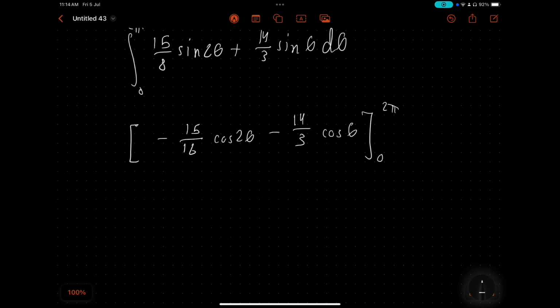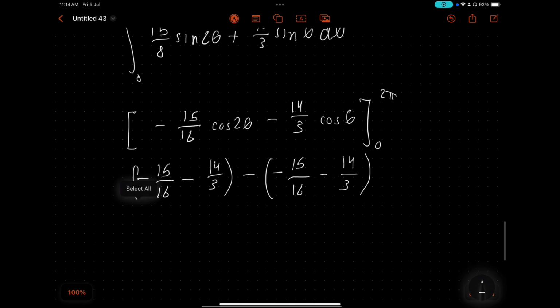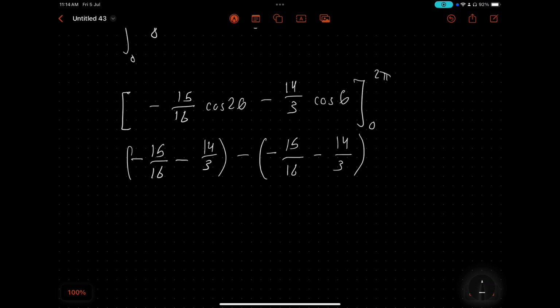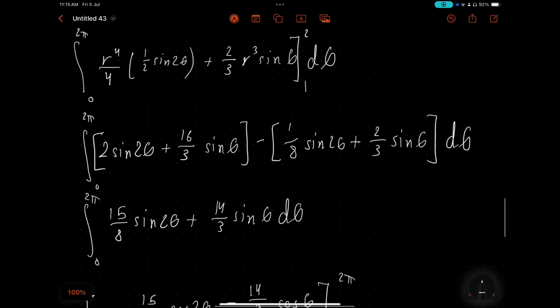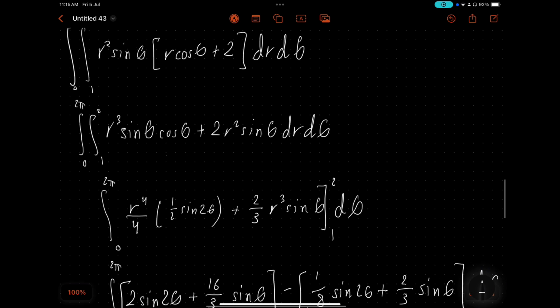Now let's evaluate this. Minus 15 over 16 cosine of 2 times 2 pi is just minus 15 over 16. And then minus cosine of 2 pi is basically the same thing, so it's going to be 14 over 3. And then cosine of 0 is also 1. And so we're going to have this minus 15 over 16 minus 14 over 3. Now what is this? Cosine of 0 is 1. Well, that's interesting. It's really interesting.